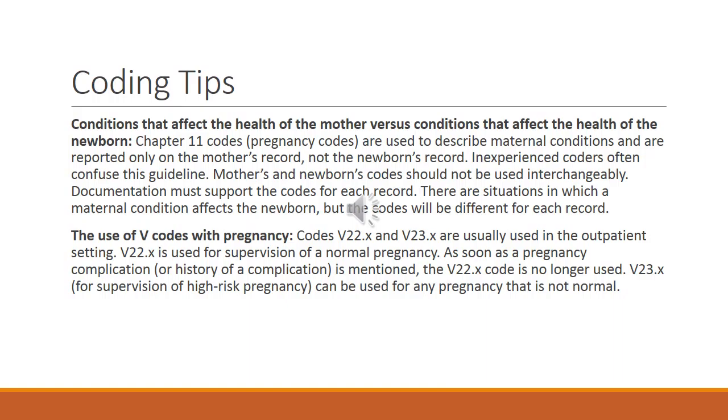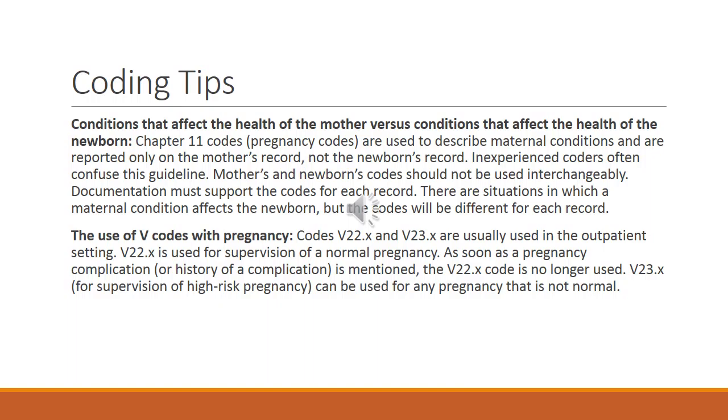Now, conditions that affect the health of the mother versus conditions that affect the health of the newborn. The Chapter 11 codes, which are pregnancy codes, are used to describe maternal conditions and are reported only on the mother's record, not on the newborn record. Inexperienced coders often confuse this guideline. Mothers' and newborns' codes should not be used interchangeably. Documentation must support the codes for each record. There are situations in which a maternal condition affects the newborn, but the codes will be different for each record.